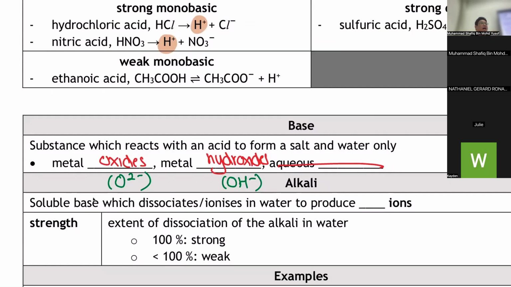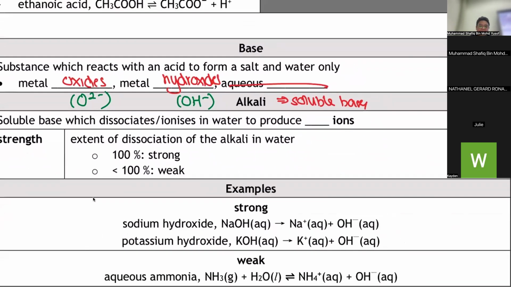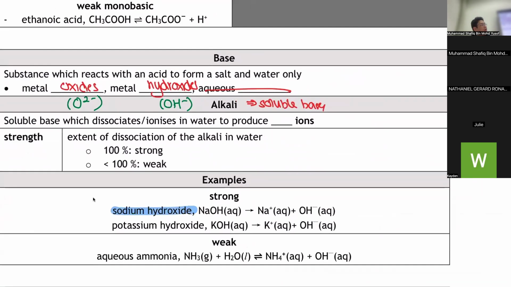Then of course you're going to ask me, what's the difference between base and alkaline? Bases are all this, but take note, alkaline must be soluble bases. They must dissolve in water. Not all bases can dissolve in water. That's the problem. So some of the alkalis you all need to know are potassium hydroxide, sodium hydroxide, and aqueous ammonia. These are the common ones. And they dissolve in water to produce OH minus ions this time around. So this one is a bit different.